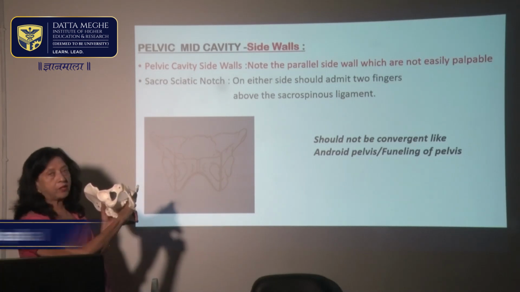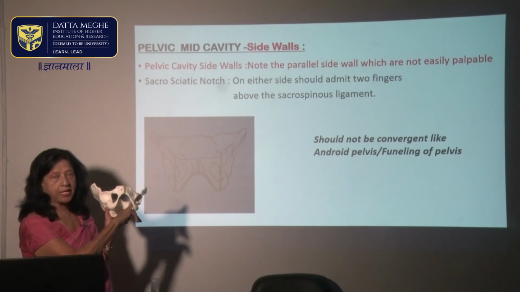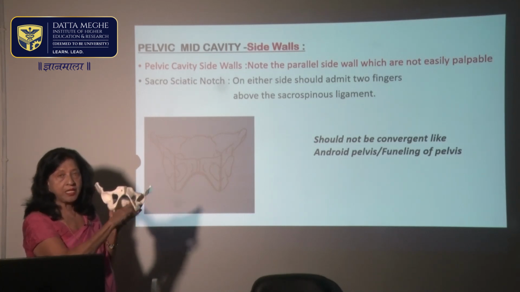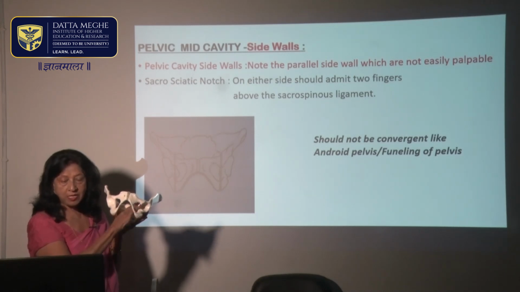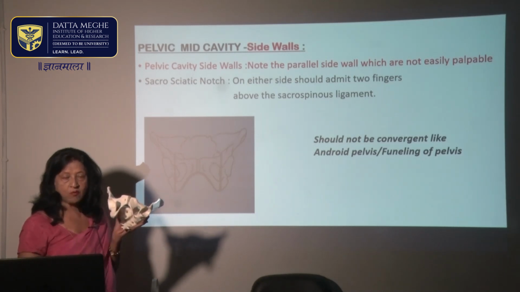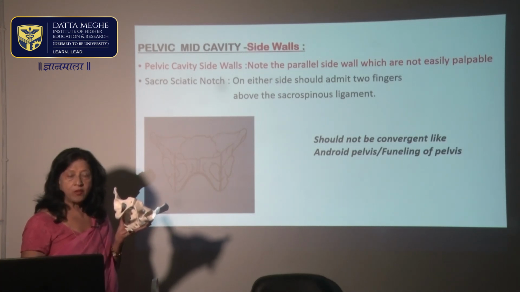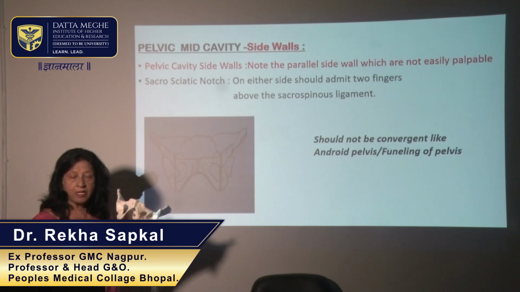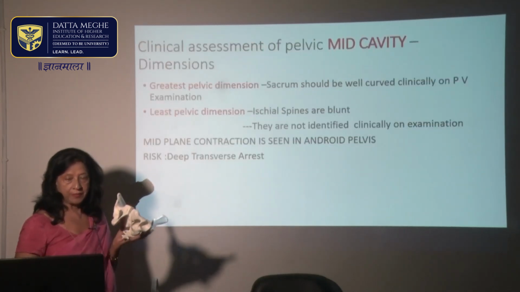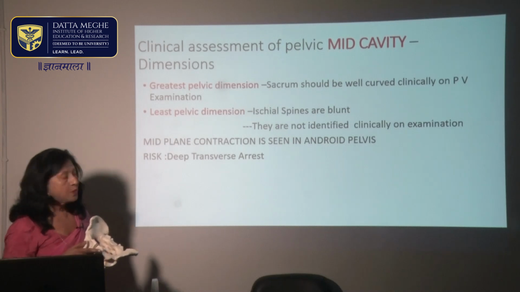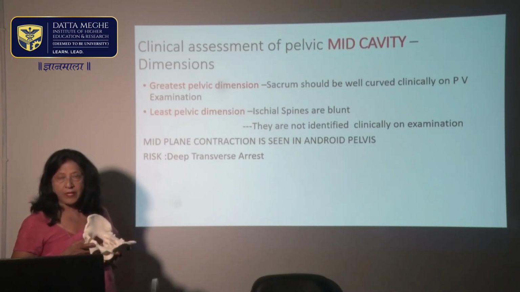These are the two sacrosciatic notches on either side, which should admit at least 2 fingers, meaning this space is quite good and there is a spacious pelvic cavity. That is what we assess in pelvic assessment. So, we must know the normal direction of the side walls: they are parallel, and the sacrosciatic notches admit 2 fingers. Clinical assessment of this mid pelvis is also very important.